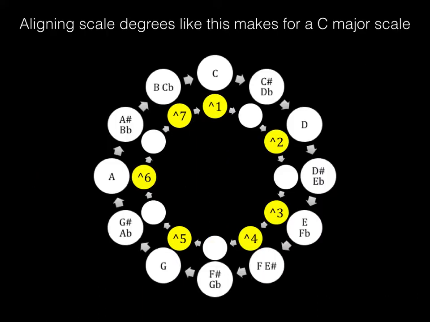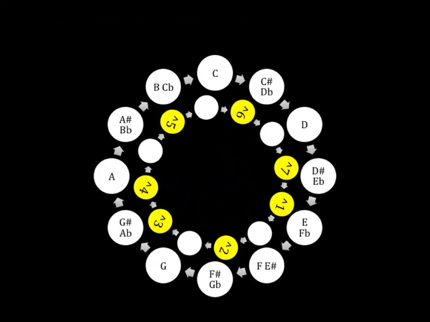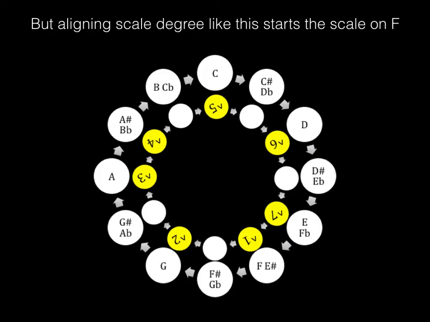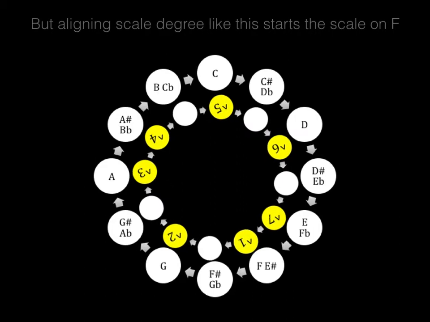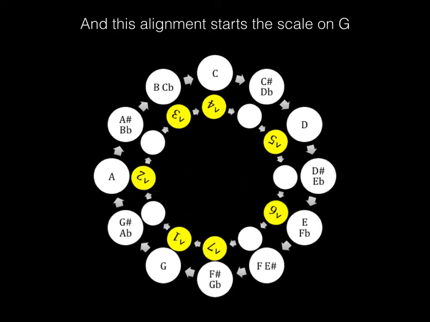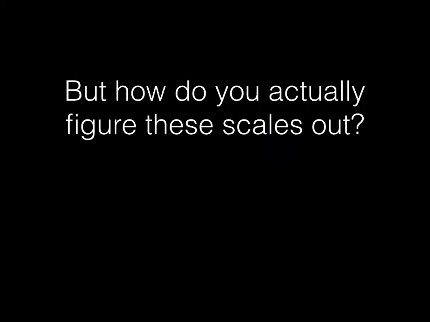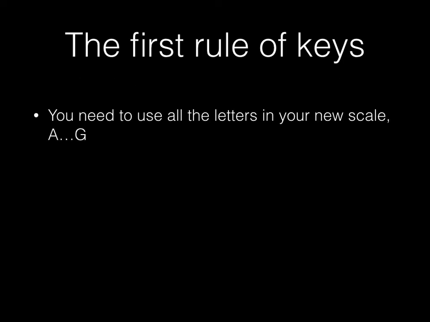And we can align our scale degrees with the chromatic scale in various ways, and if we do it like this, with scale degree 1 aligning with C, you get your C major scale. But if you align it like this, then your scale degree 1 starts on F. And aligning it like this aligns scale degree 1 with G and gives you your G key. But how do you actually figure these scales out? Well, the first rule of keys is that you need to use all the letters in your new scale, A through G, all of the letters.